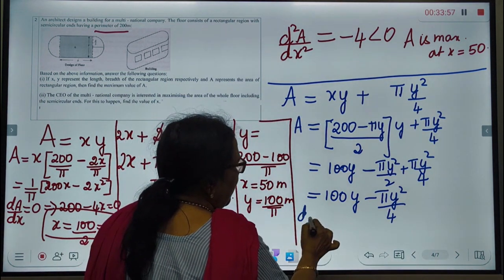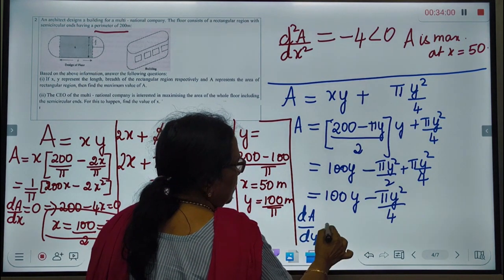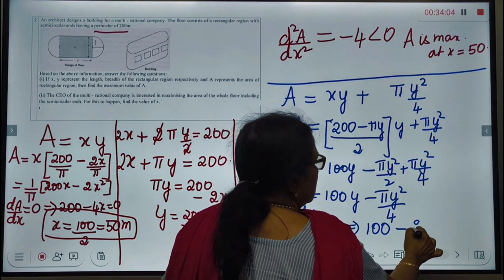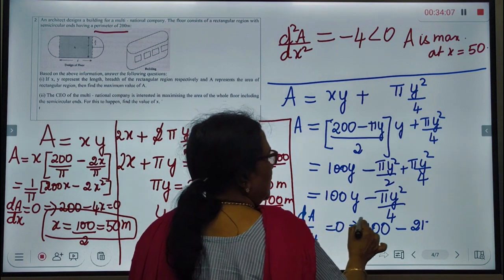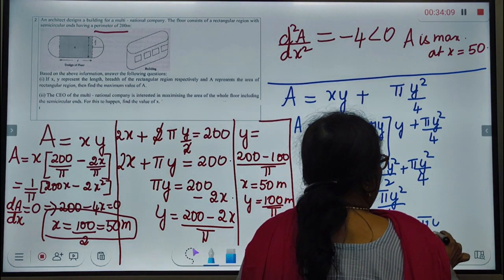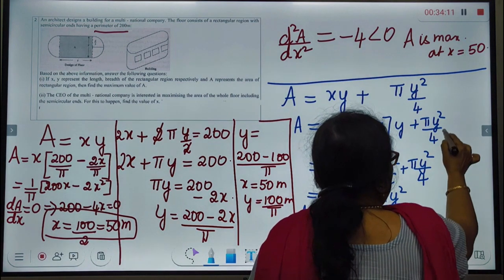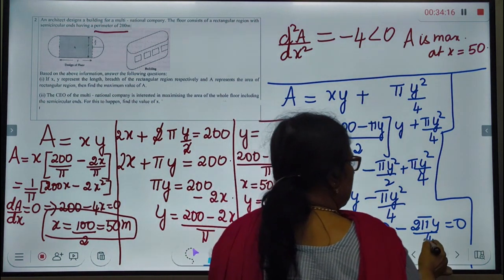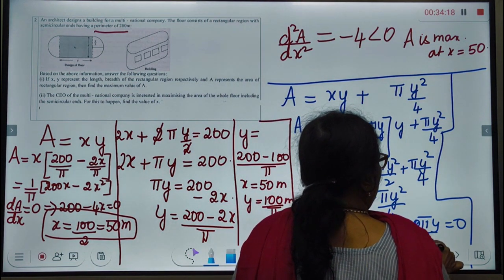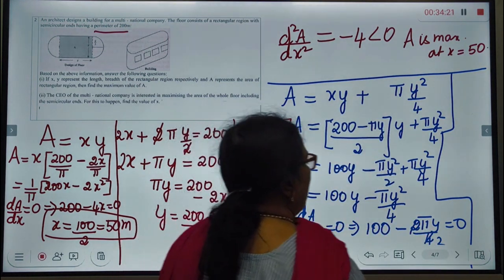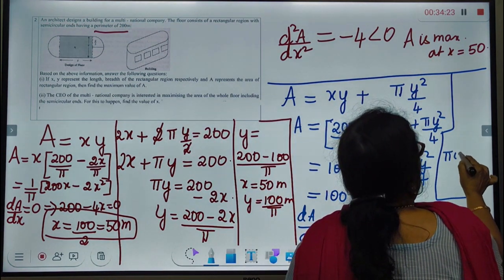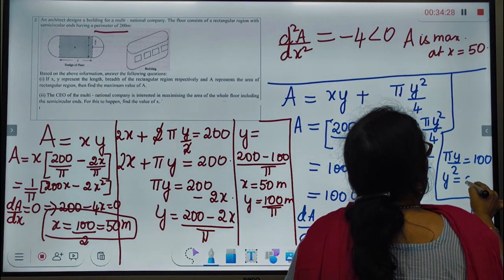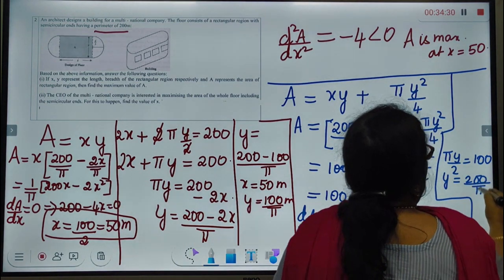Now, dA by dy equal to 0 will imply 100 minus 2 pi y by 4 equal to 0. So, this is pi y by 2. So, pi y by 2 equal to 100. So, y equal to 200 by pi.